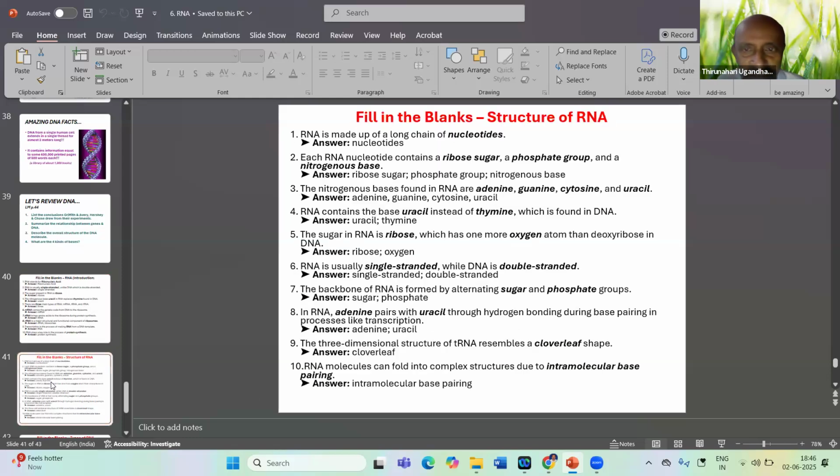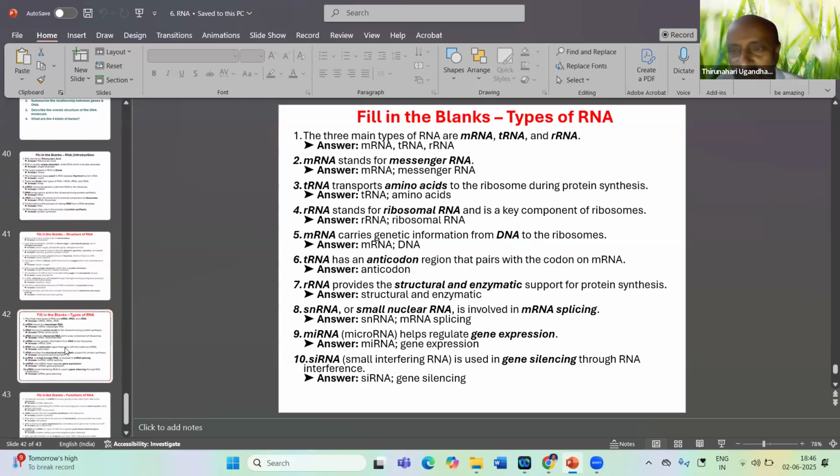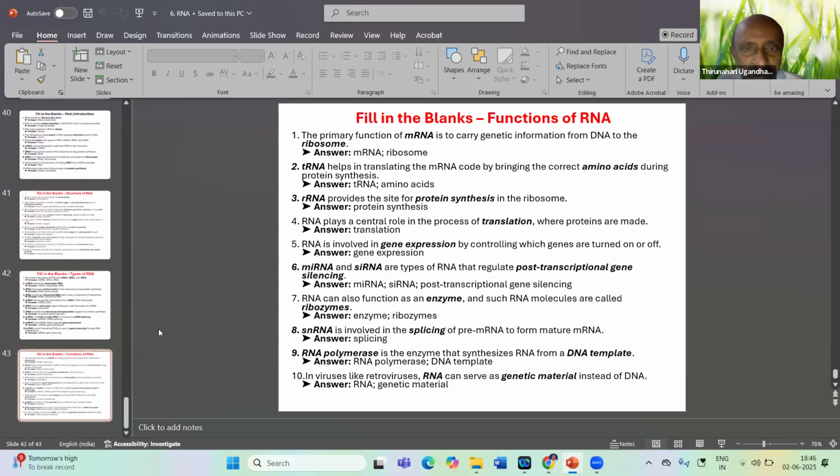This is also the structure of RNA, which has 10 questions. The types of RNA also has 10. And here the functions of RNA. In total, 40 fill in the blanks are given on this topic, which is important for studies and for easily preparing for PG interns and also jail interns.